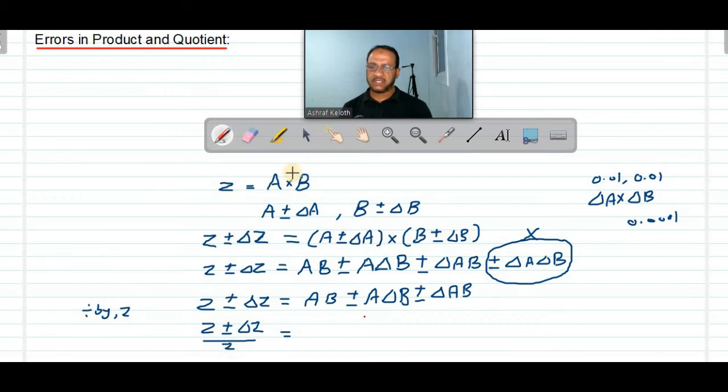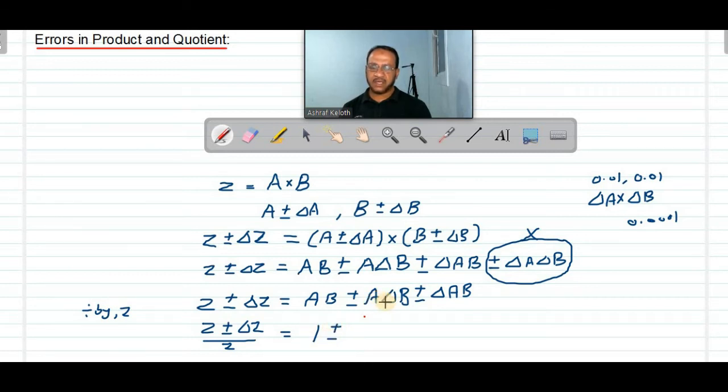Instead of dividing by z, we can divide by ab also. If I divide ab by z, what will be the answer here? 1, because ab equals z. ab is z, isn't it? So instead of dividing here by z, I can divide by ab also. So that becomes 1 here, plus or minus.